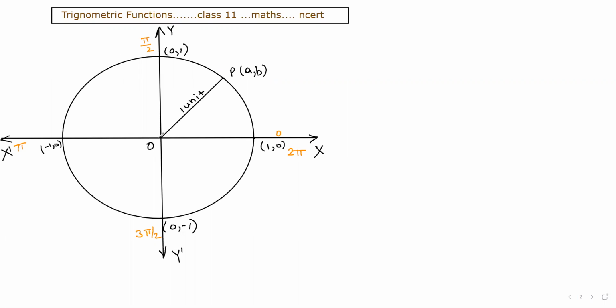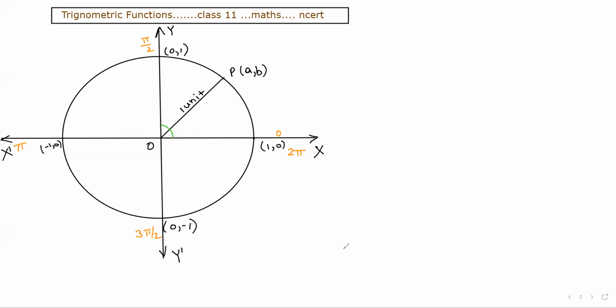We know that the positive x-axis can be considered as 0 because your initial side and your final side will be overlapped. As your angle increases from 0, that means as your final side shifts from the x-axis to the y-axis, you cover a total angle of positive pi by 2, since it's an anti-clockwise direction. As you progress, after covering the second quadrant, you'll reach pi. After covering the third quadrant, you'll reach 3 pi by 2, then 2 pi ultimately. Your 2 pi line and 0 line will be the same.